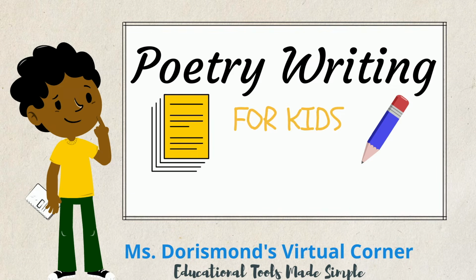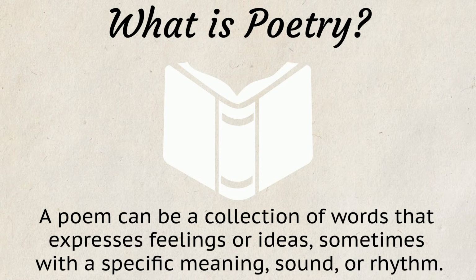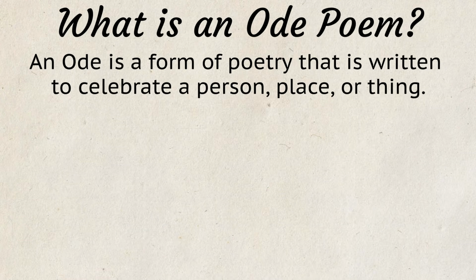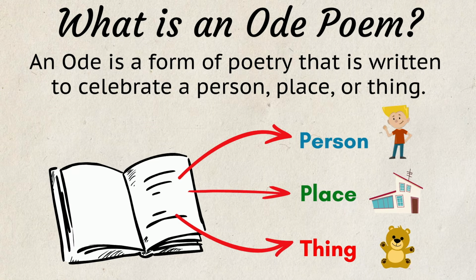Poetry writing for kids. Topic 9. Writing an ode poem. A poem can be a collection of words that expresses feelings or ideas, sometimes with a specific meaning, sound, or rhythm. An ode is a form of poetry that is written to celebrate a person, place, or thing.